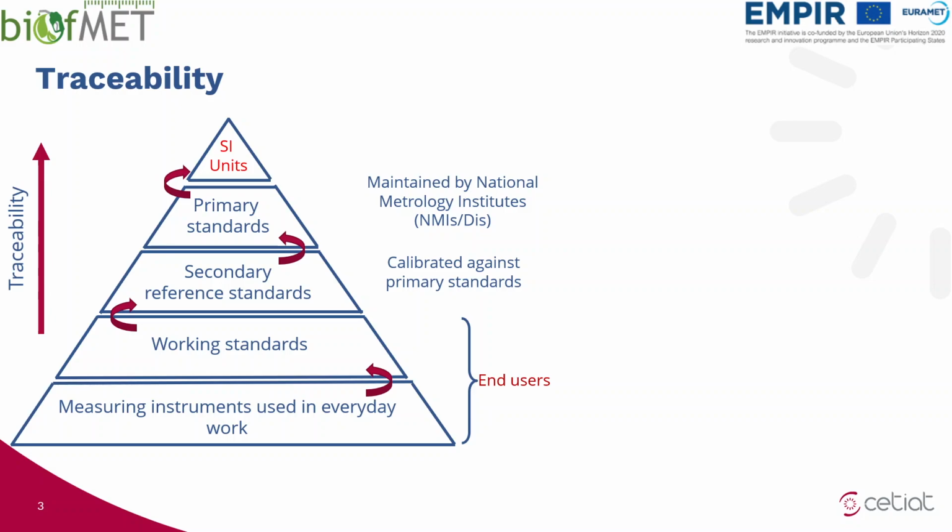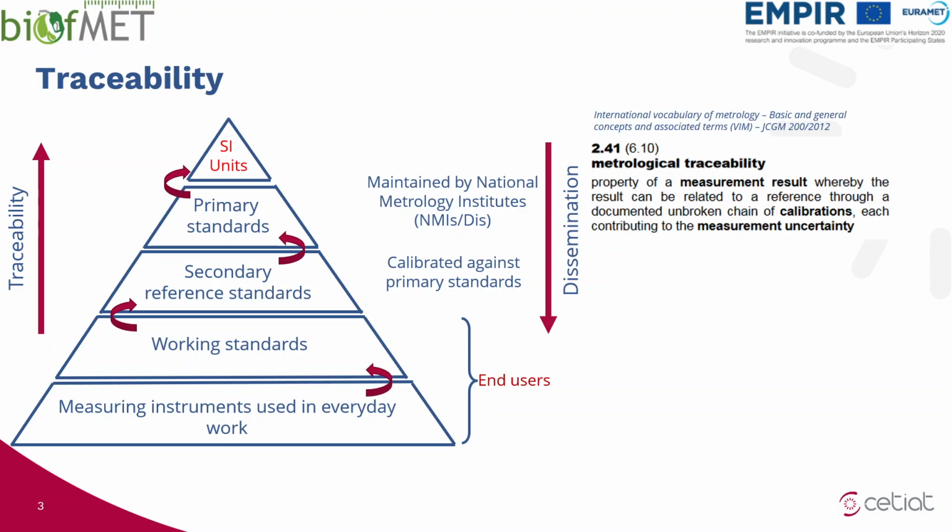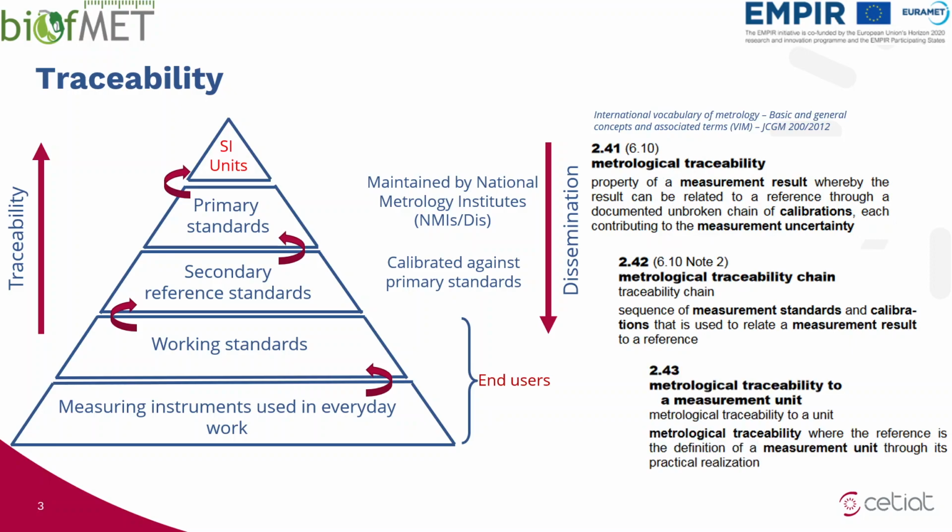In contrast, the process of transmitting this traceability from the reference to the end users is known as dissemination. Definitions of traceability are proposed in the International Vocabulary of Metrology, also known as VIM.